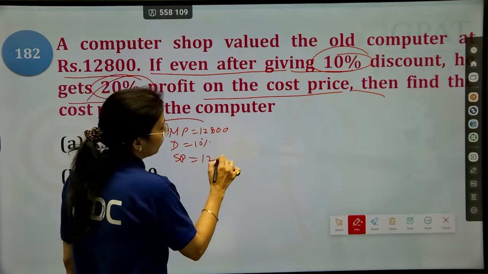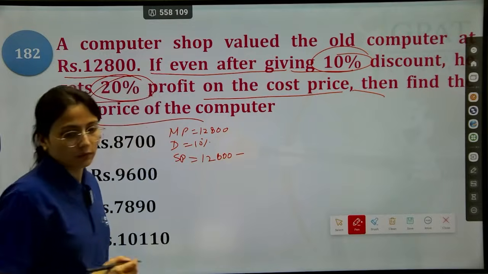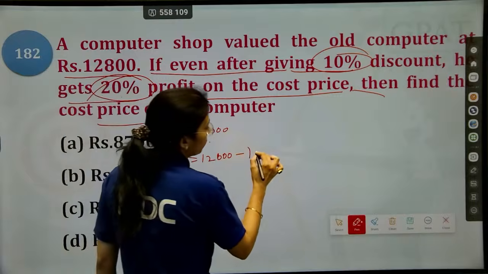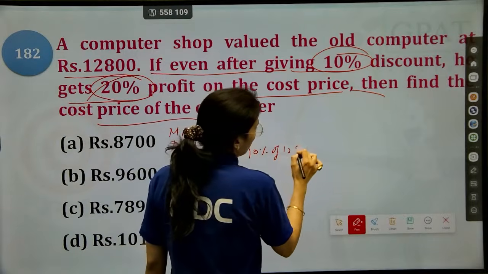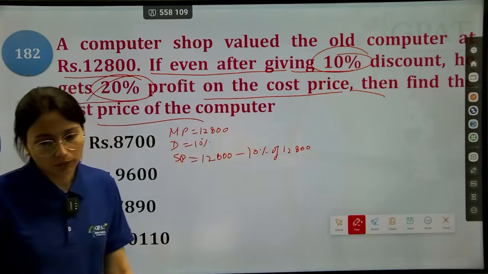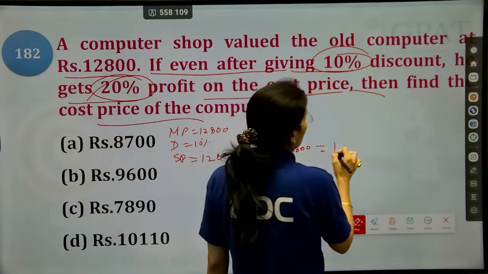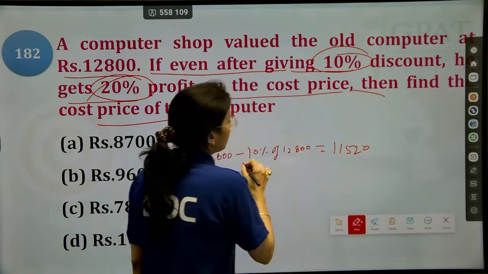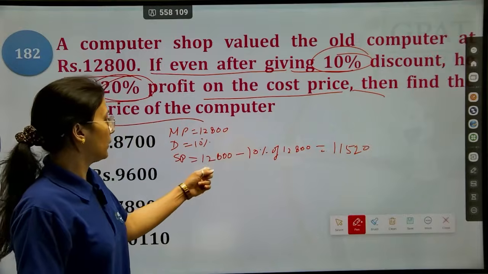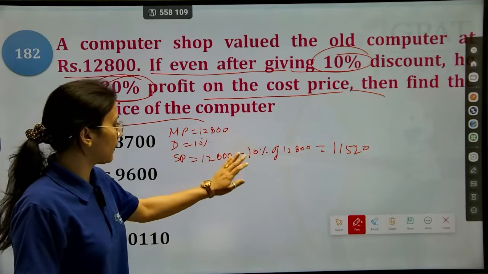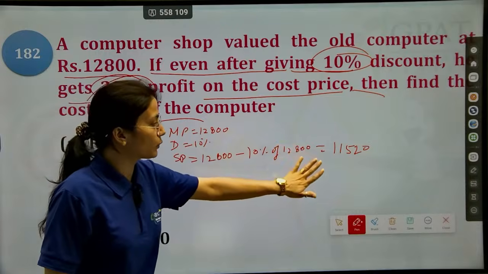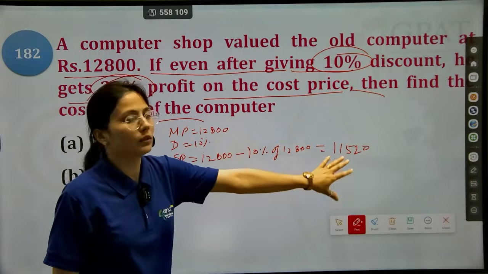SP is 12800 minus 10% of 12800. By solving you will get 11520. When you solve this, 12,800 minus 10% of 12,800, you will get 11,520.